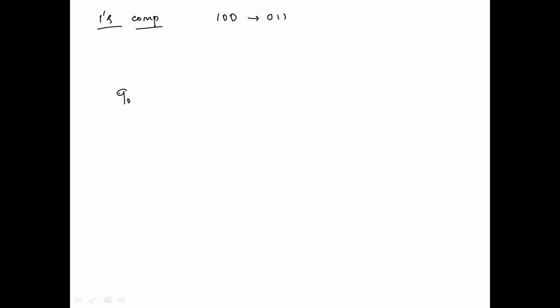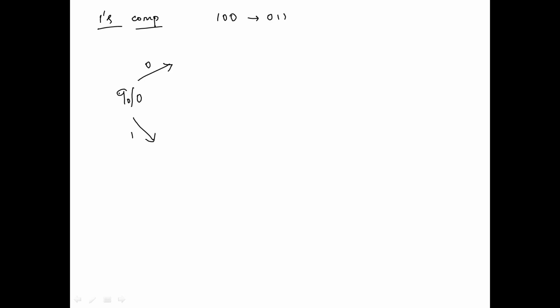So, Q naught will be the initial state. It has two paths, a 0 and a 1 path. Let us say Q naught emits a 0. Whenever I land at Q naught, it emits a 0.